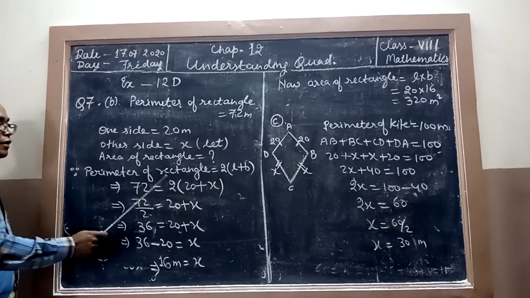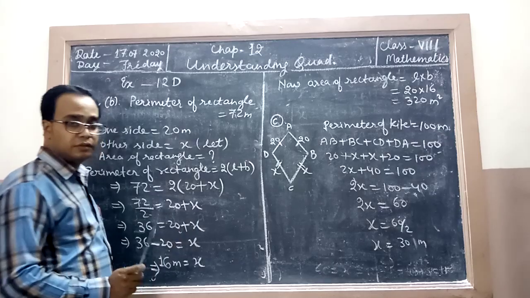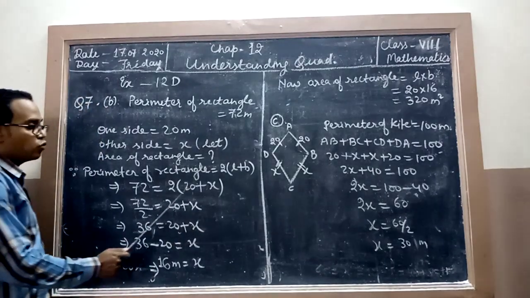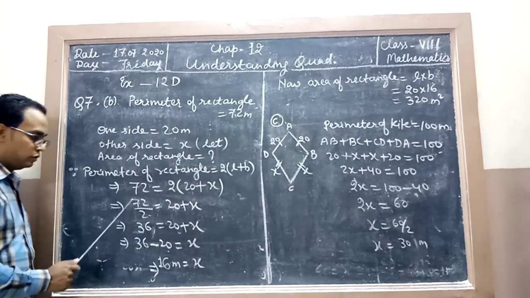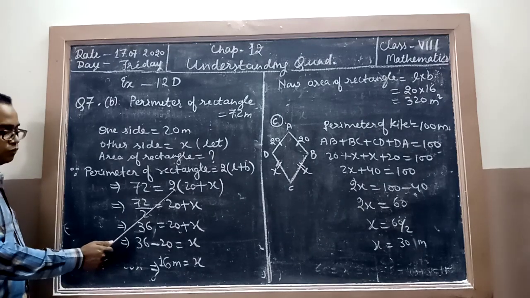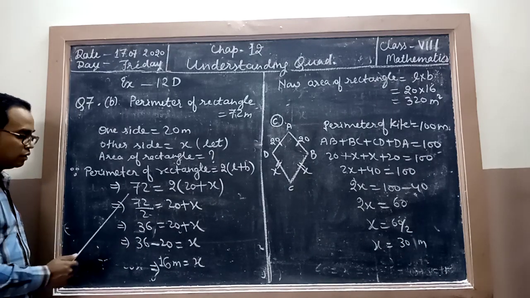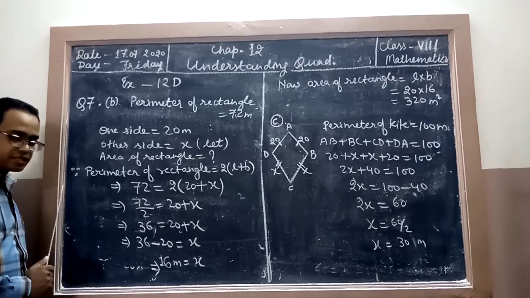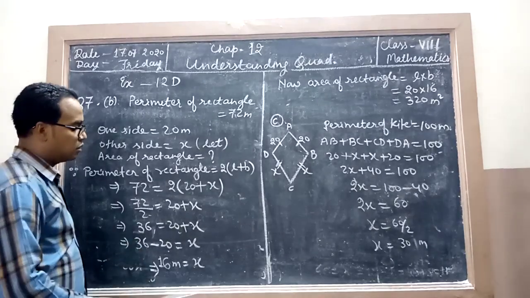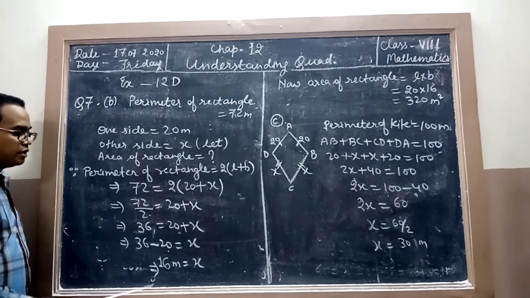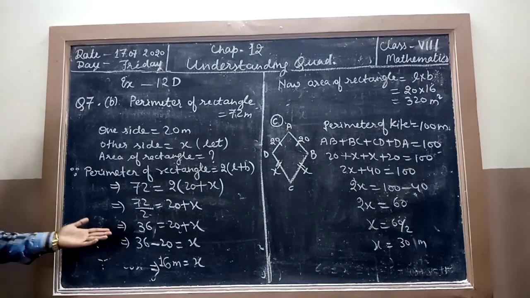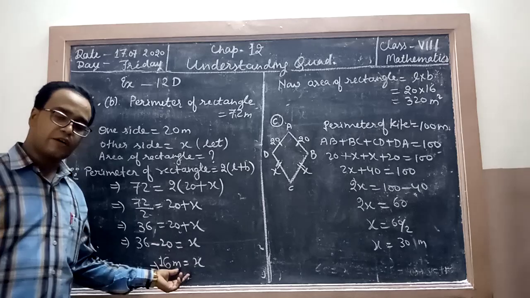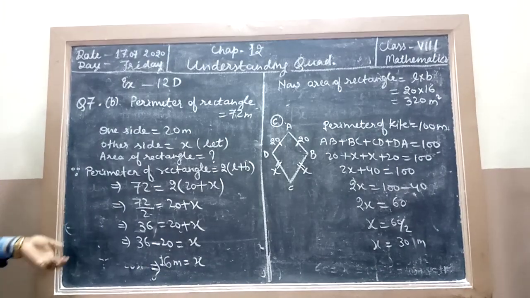As we know, the perimeter of a rectangle is equal to 2 into (length plus breadth). So 72 equals 2 into (20 plus x). Here 2 is in the form of multiplication, so on transposing it becomes division. 72 upon 2, that is 36, equals 20 plus x. So x equals 36 minus 20, which is 16 meter. It means the other side of the rectangle is 16 meter.